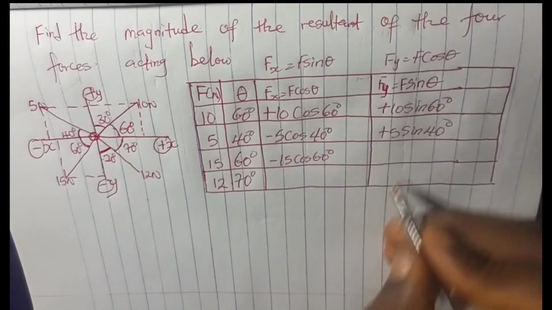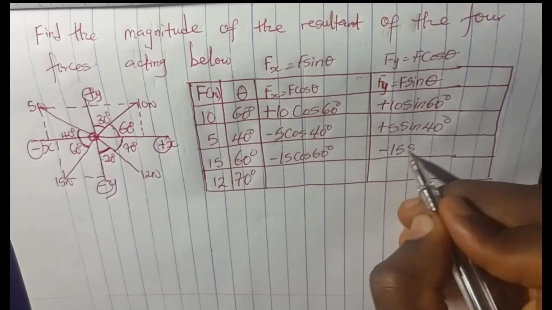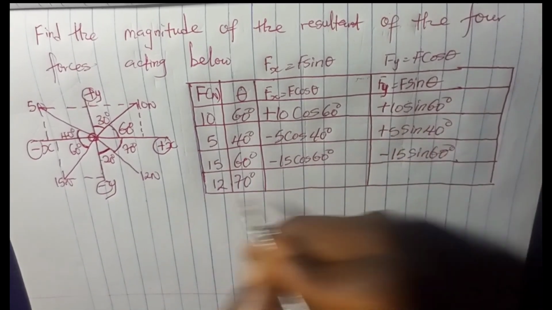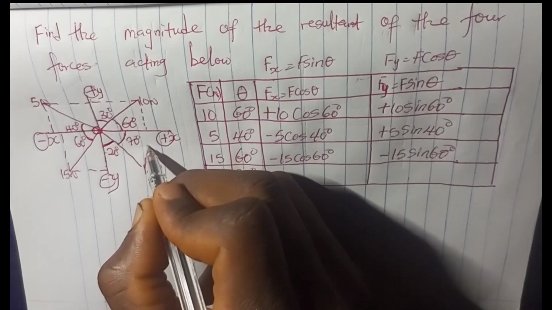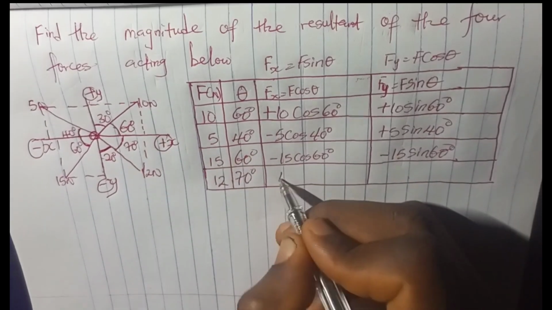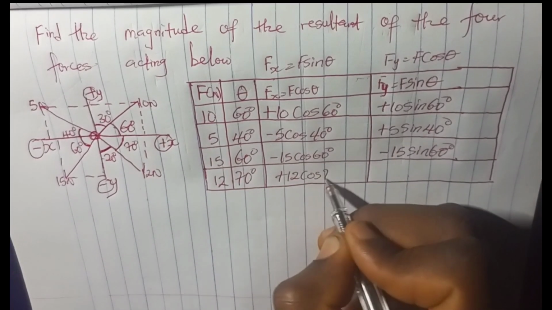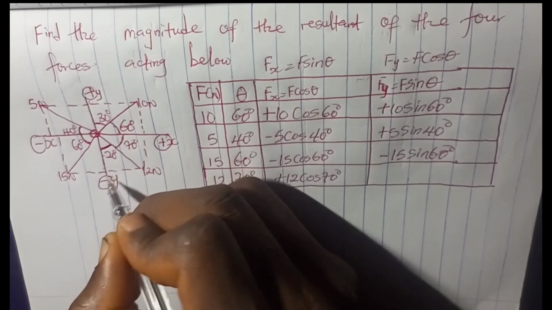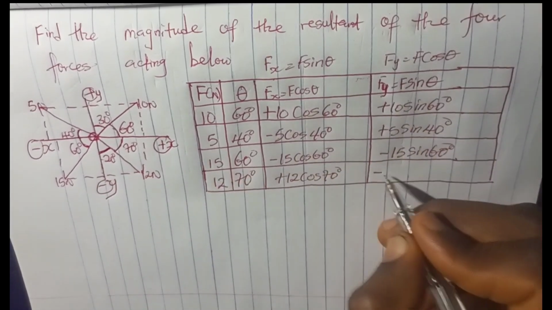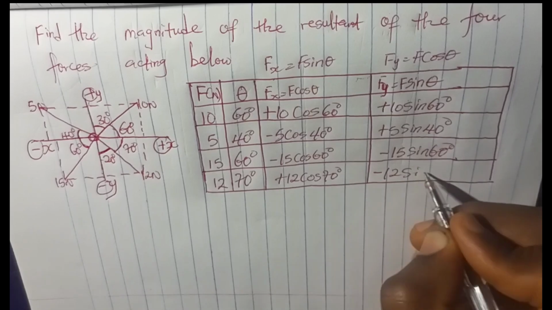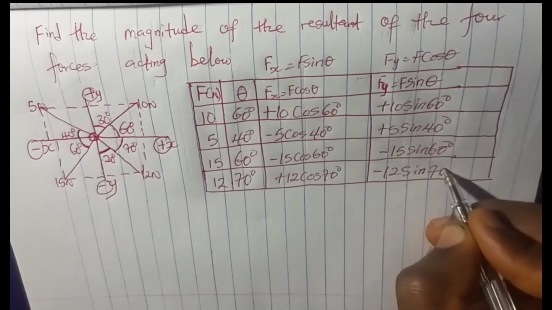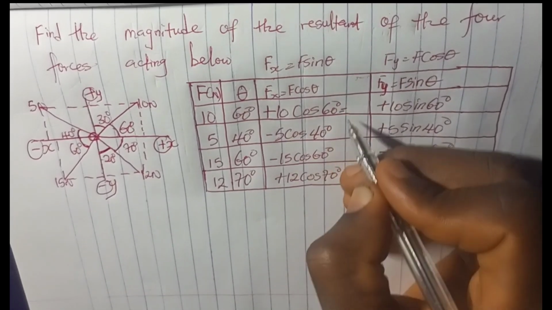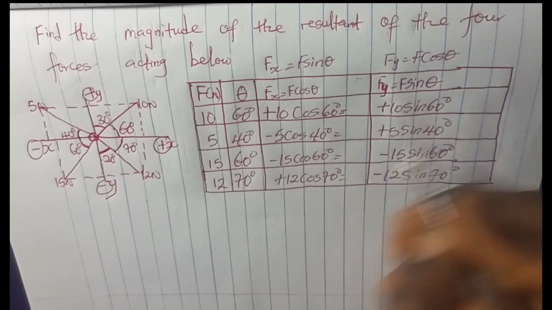What am I seeing? Minus 15 sine 60 degrees. Now 12, if I want to resolve it to the horizontal, I take it up. What am I seeing? Plus 12 cos 70 degrees. And 12, if I want to resolve it to the vertical, I'll take it to the left. What am I seeing? Negative 12 sine 70 what? Degrees. Is that clear? So we have to get the answers to these things.